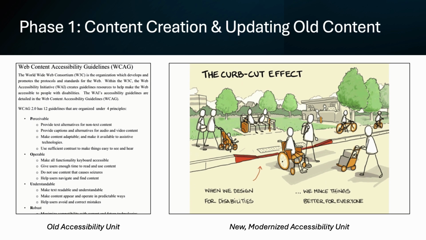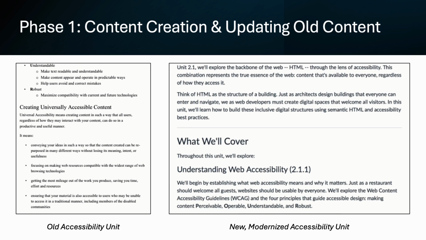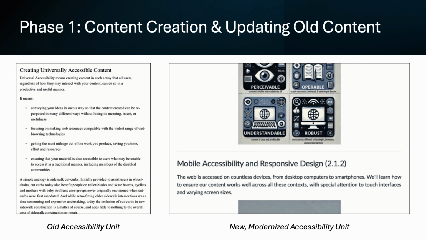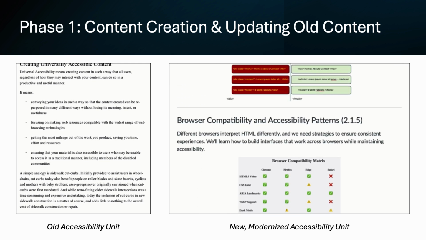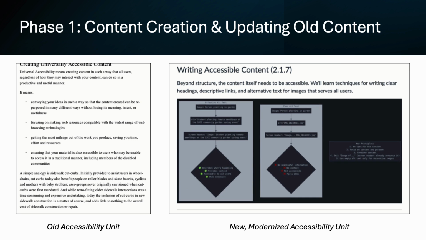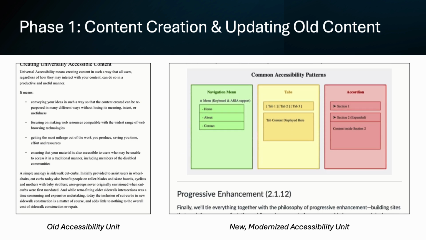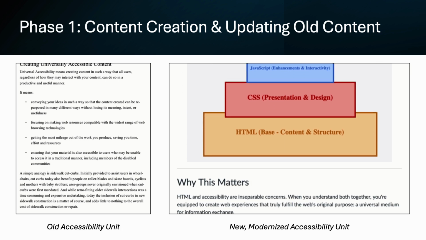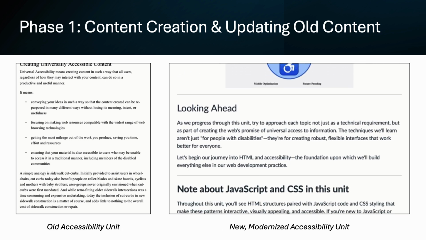Here's a concrete example of how I've used generative AI to improve my course content. On the left, you'll see my original unit on web accessibility from my Introduction to Web Development class. On the right, you can see the updated, modernized version. Cleaner, more structured, and more aligned with current best practices. Using AI helped me clarify the language, restructure the learning objectives, and bring the unit up to date.